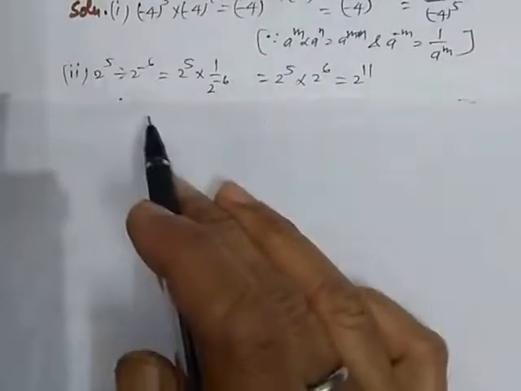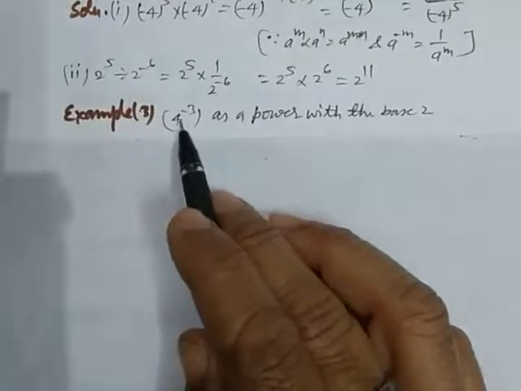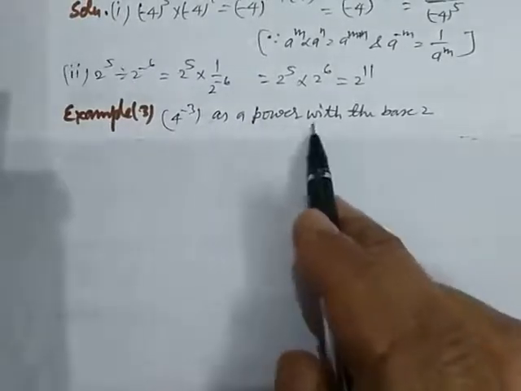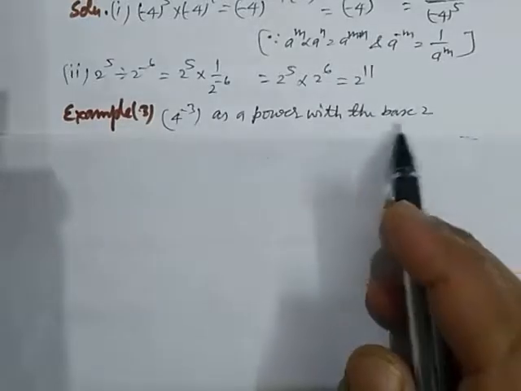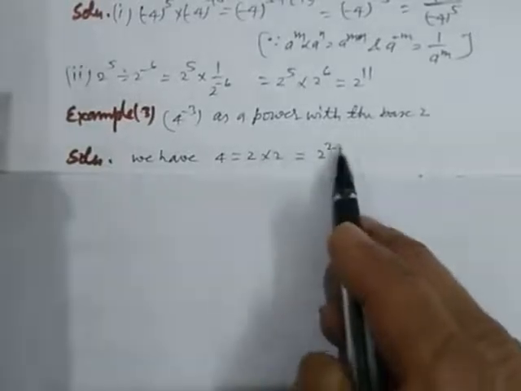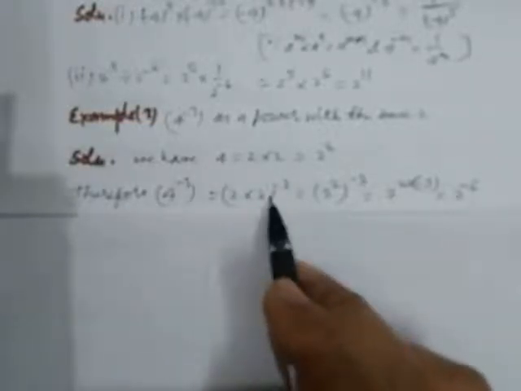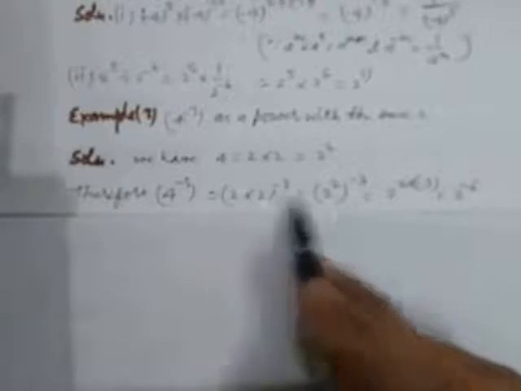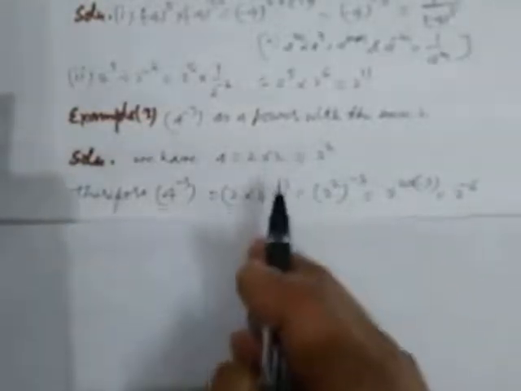Now we take the next example. Write 4 raised to the power minus 3 as a power with the base 2. So we have to convert this. We know 4 equals 2 into 2, that is 2 square is 4. So 4 raised to the power minus 3, we put the value of 4 here, 2 square whole power minus 3. So the powers are multiplying. So 2 power 2 into minus 3, that is 2 raised to the power minus 6. So this way we can solve this type of question. Here this can be represented as 2 raised to the power minus 6.